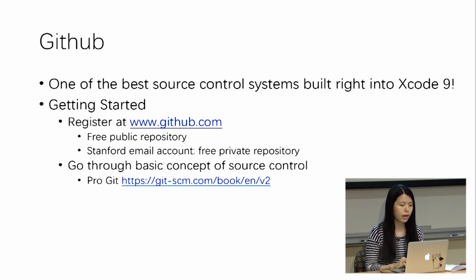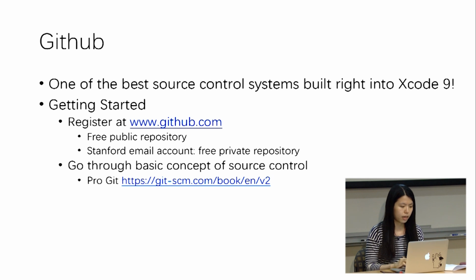And before that, you should register an account on github.com. The public repository, or repo, is free. And a repo is just like a code directory for you to store the code. And if you register using your Stanford email account, you can get a private repository for free. I highly encourage you to use a private repo to manage all your assignments and course projects. It's also much easier for you to collaborate with your teammates.